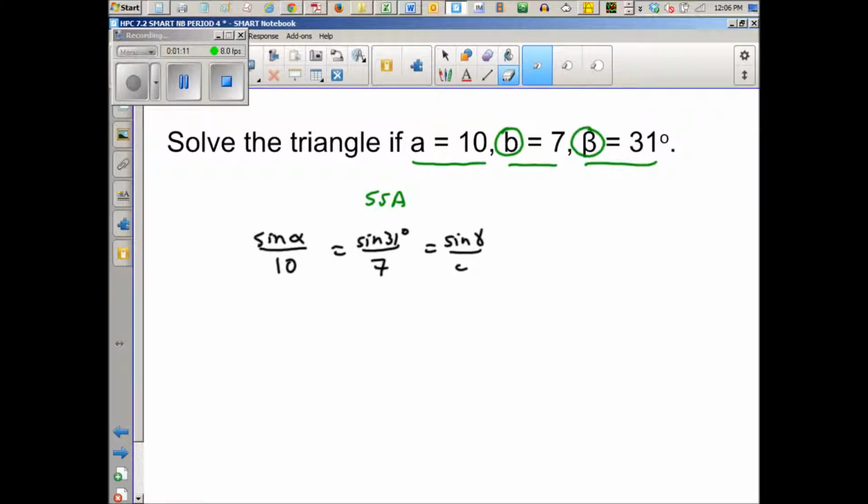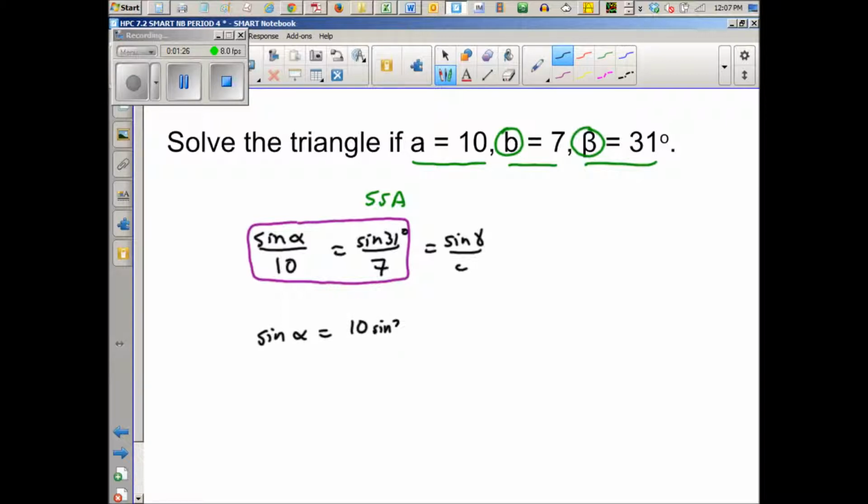Okay? And then you would choose which 2 fractions you want to work with. I don't think we should even look at that 3rd fraction. Why don't we look at these 2? So we just multiply by 10. Sine alpha is 10 sine 31 over 7. We bust out our calculator and we type 10 sine 31 over 7.